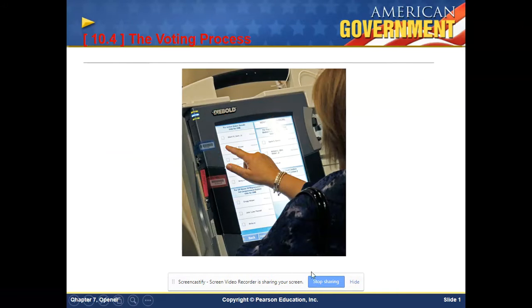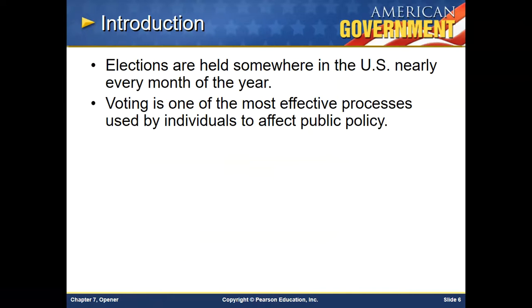Today we're going to be discussing Lesson 4, which deals with the voting process. Once again, you'll need to be filling out your review sheet as we go through the PowerPoint today. First thing we need to talk about is when elections are held in the United States.